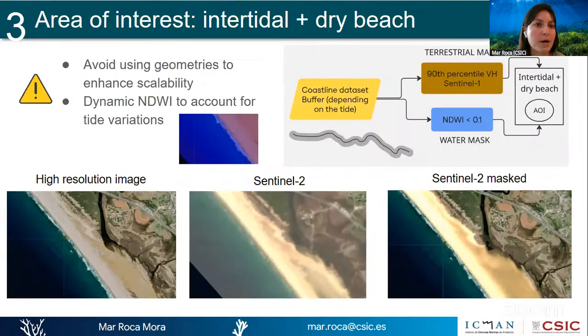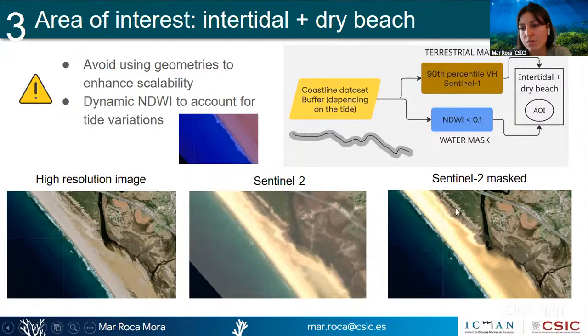So first of all, we need to delimit the area. I've seen a lot of works that use manual geometries. But if we want to scale this solution, I think we should go for something more automatic. So this is an approach that can be one of them. Taking a global coastline, we can buffer it depending on if there's a tidal place or not. And then we can use the NDWI to remove the water. That's the easy part. So we can account as well for tide variations depending on the tide level.